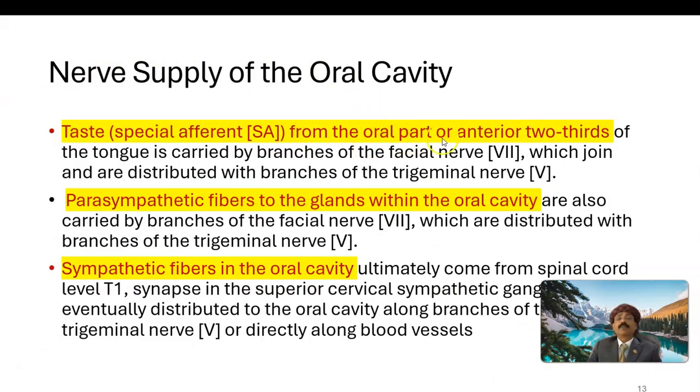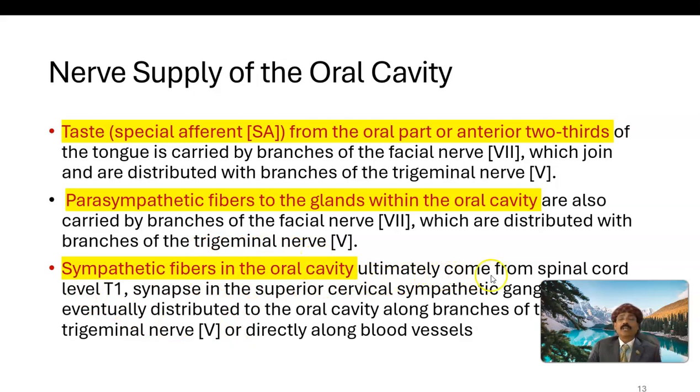Taste sensation from the oral part or anterior two-thirds of the tongue, except the vallate papillae, is carried by the branches of the facial nerve, which are distributed with the branches of the trigeminal nerve. Parasympathetic fibers to the glands within the oral cavity are also carried by branches of the facial nerve, which are distributed with the branches of the trigeminal nerve.